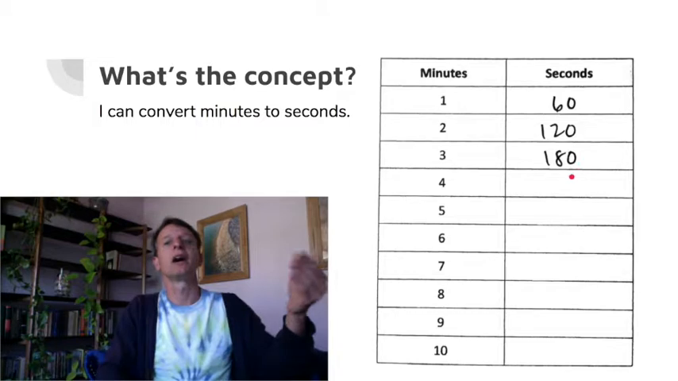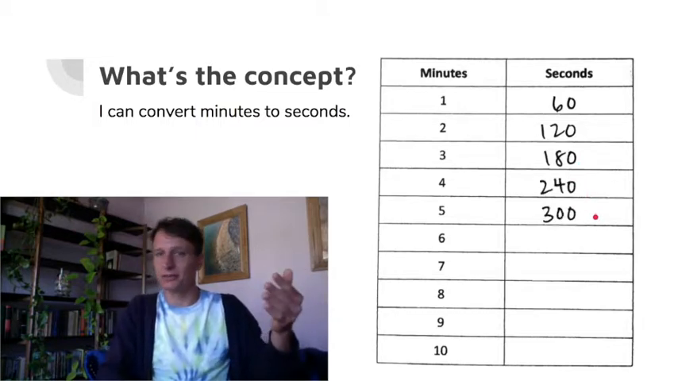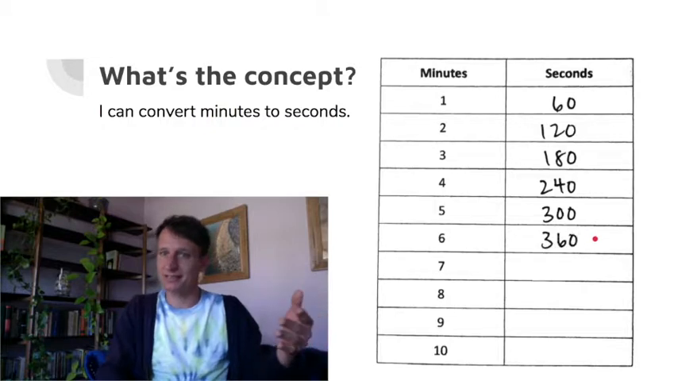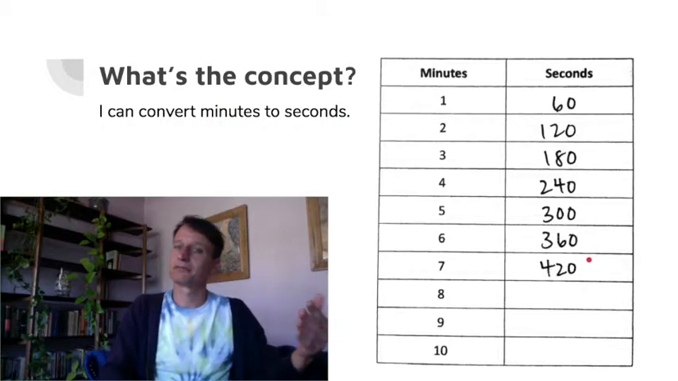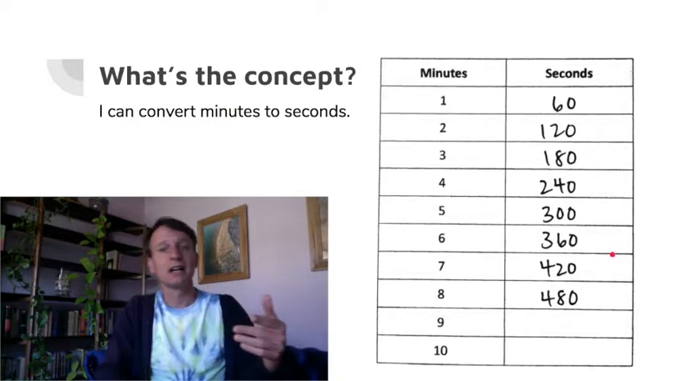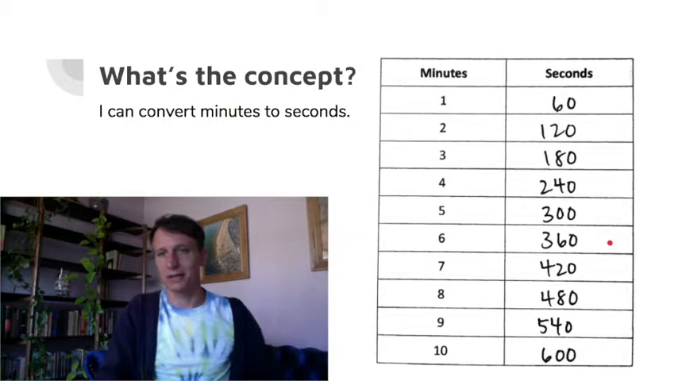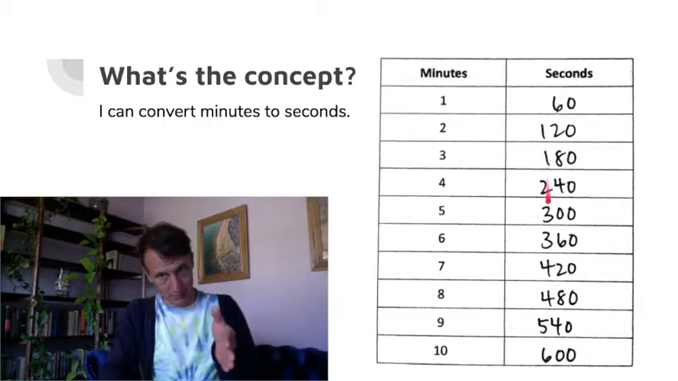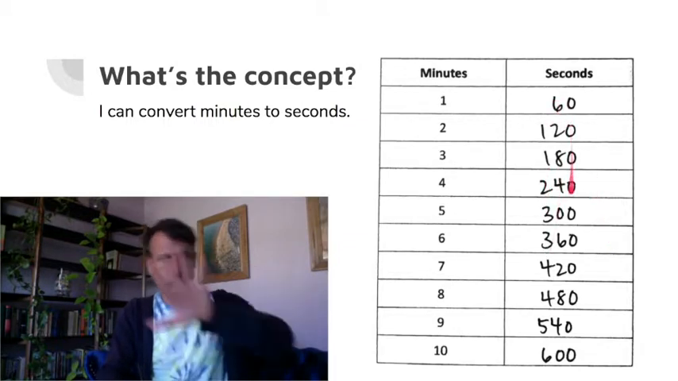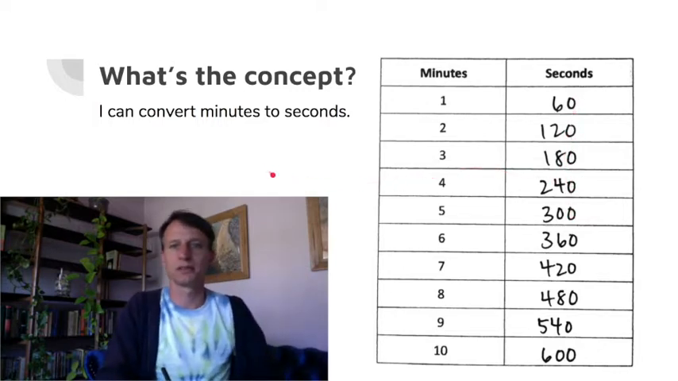180, 240, 300, 360, 420, 480, 540, and 600. Okay, see, so we can see the skip counting by 6s, and of course moved up the place value chart, so there is a 0 in the 1's place.